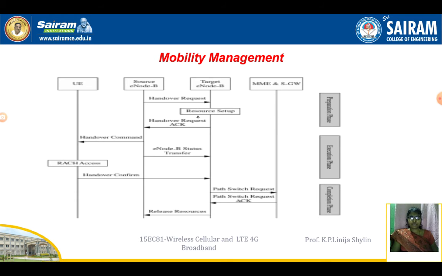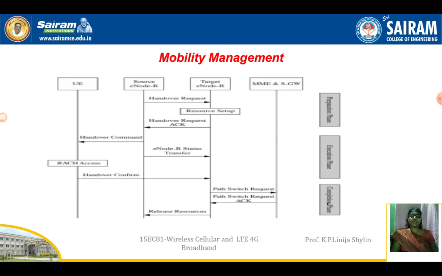Now in the execution mode, we are sending one acknowledgement. The handover request acknowledgement is sent to the source eNodeB. From the source eNodeB, the handover command is given to the user equipment. Then again from the source eNodeB, the status transfer is given to the target eNodeB. Then the random access process is established there.